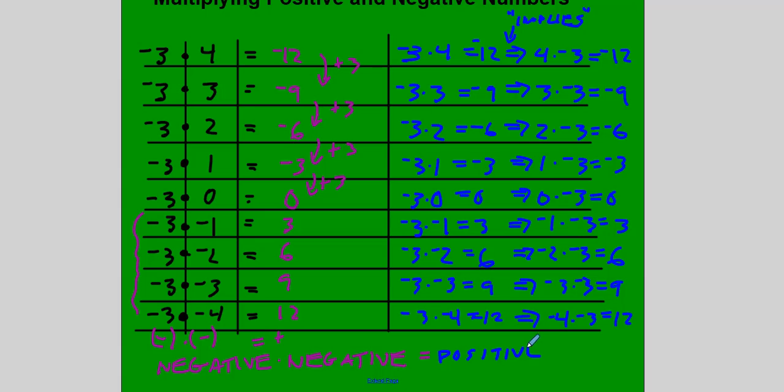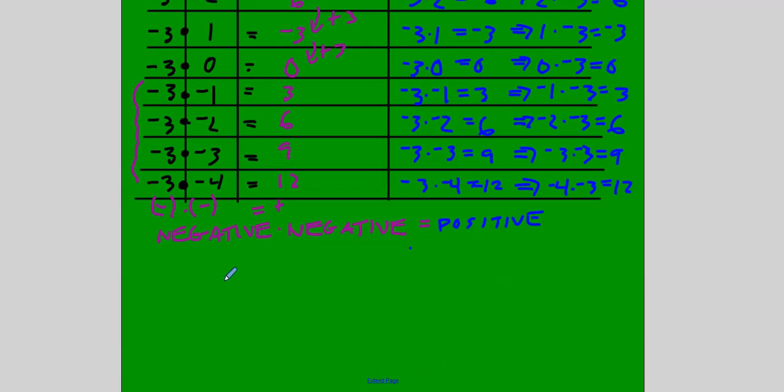Again, this is different than addition and subtraction. Let's take an example here, negative 3 plus negative 4. When you have all negatives in an addition problem, you get more negatives. This is negative 7. But if I take negative 3 times negative 4, a negative times a negative is a positive, that's positive 12.